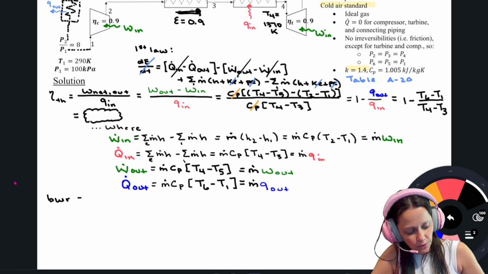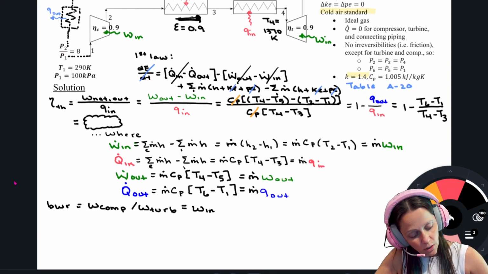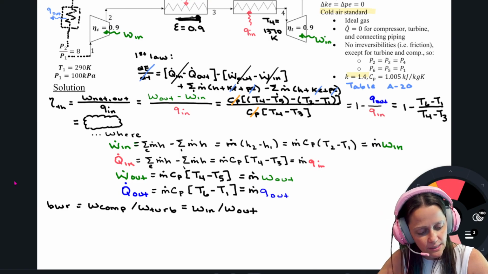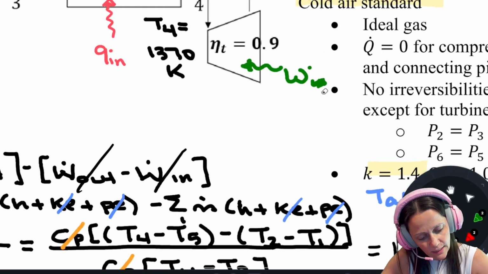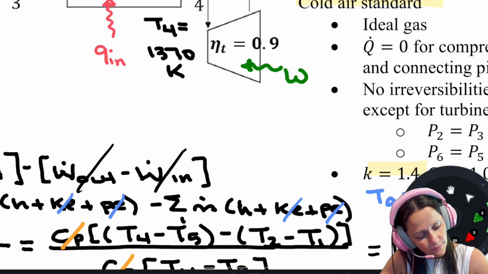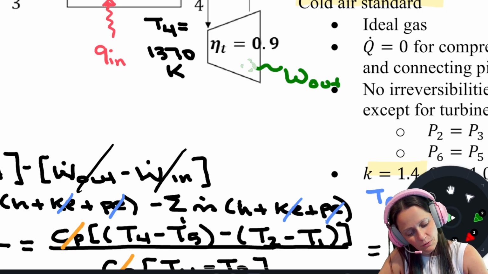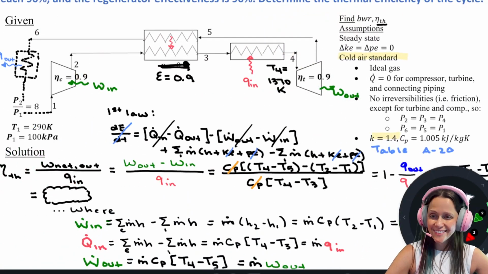My back work ratio is the work of the compressor over the work of the turbine. Well, work of the compressor is the work input. Work of the turbine is my work output. Oh, and I realize somebody is screaming at me because I just realized this up here. This is not a work in. That's a work out. So hopefully you read my mind about what it should be, but if you didn't, that's what it is. So the work out.